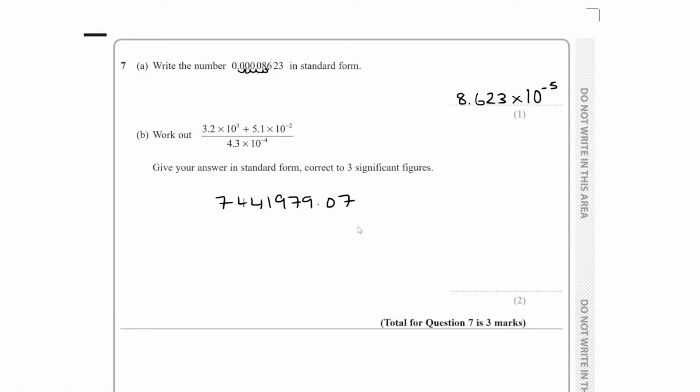41979.07, I think that was what it was. So it's 2 marks, so I'd write that in the middle. Then it says give your answer in standard form, but also correct to 3 significant figures. So you can convert it into standard form and then do correct to 3 significant figures, or you can do 3 significant figures first and then do it in standard form.